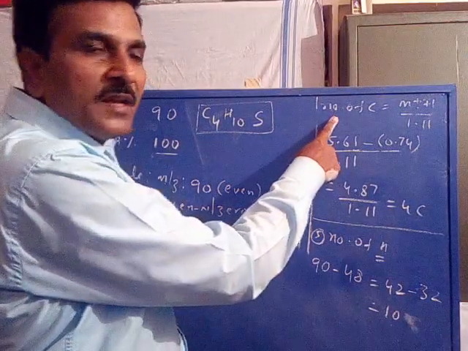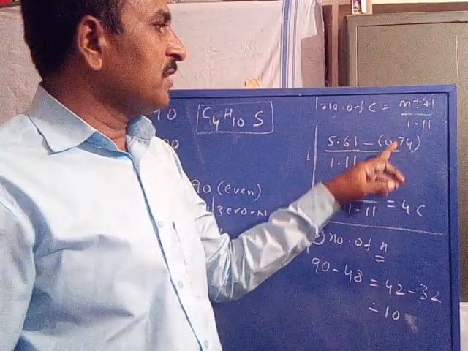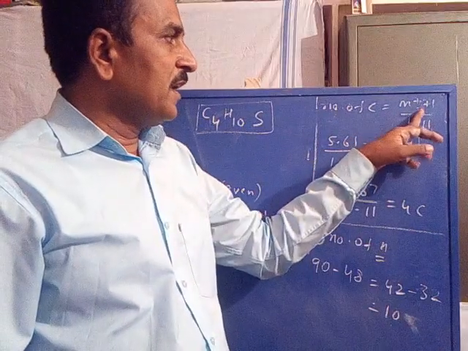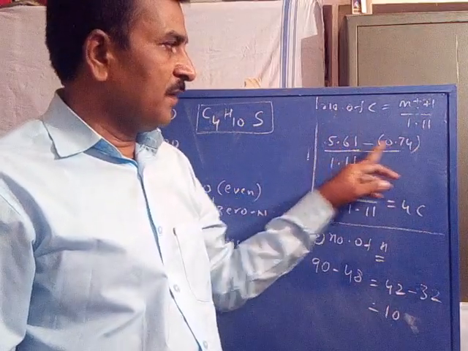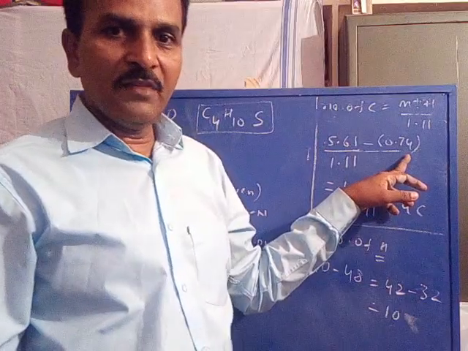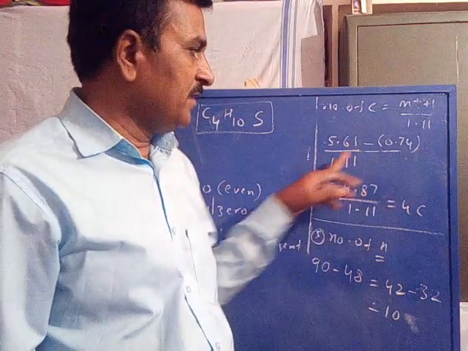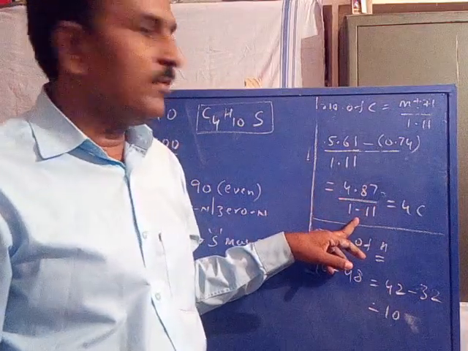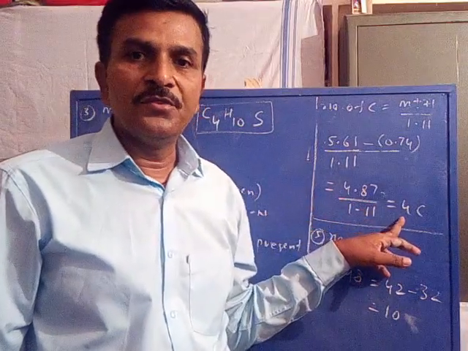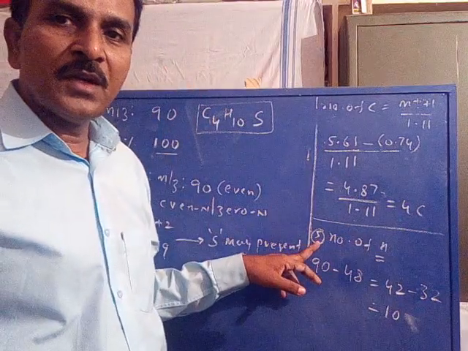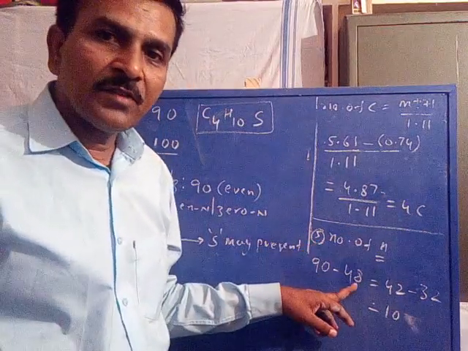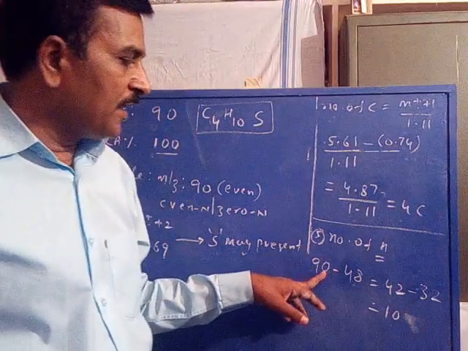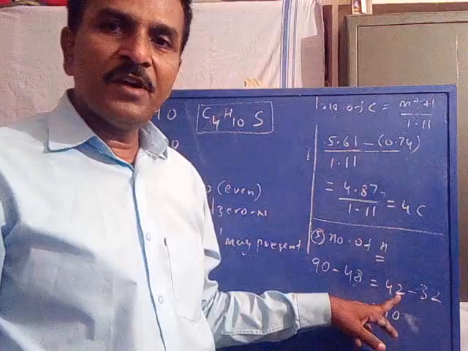So the number of carbons is calculated by deleting the natural abundance of sulfur from the M plus 1 signal intensity. 5.61 minus 0.74, the first heavier isotopic atom sulfur natural abundance, divided by 1.11%. That becomes 4.87 divided by 1.11, equal to 4 carbons. So the number of hydrogens is calculated by deleting the mass of carbon, that is 4 carbons into 12, 48, from the m/z value of the molecular ion. 90 minus 48, the leftover will be 42.